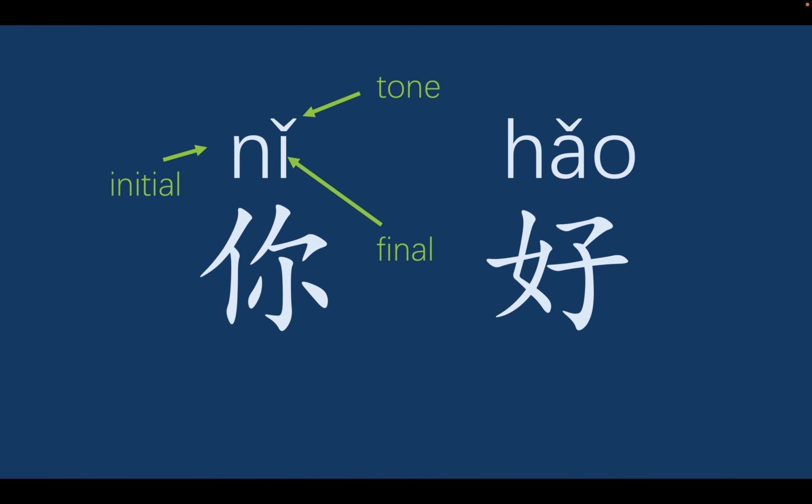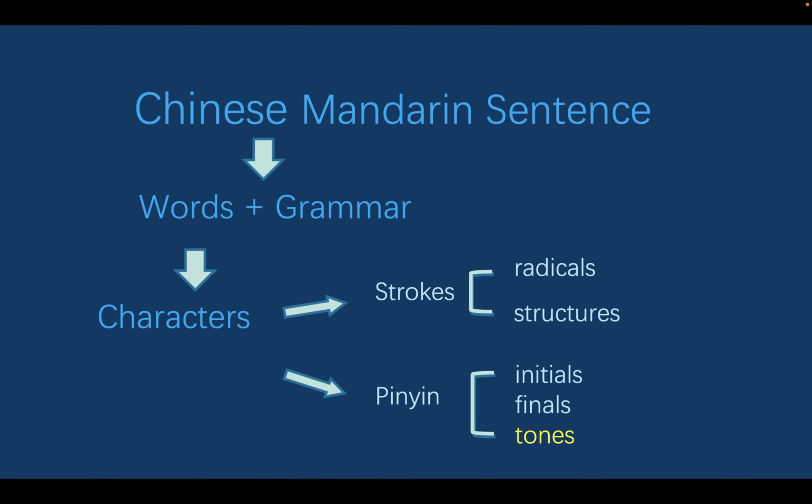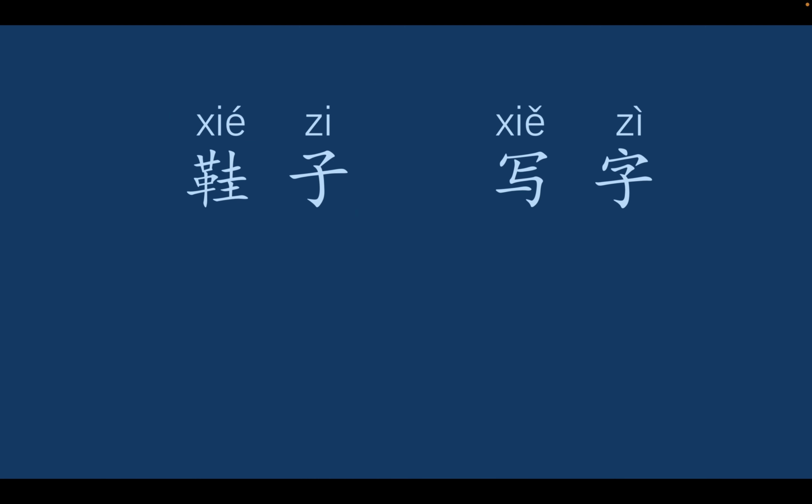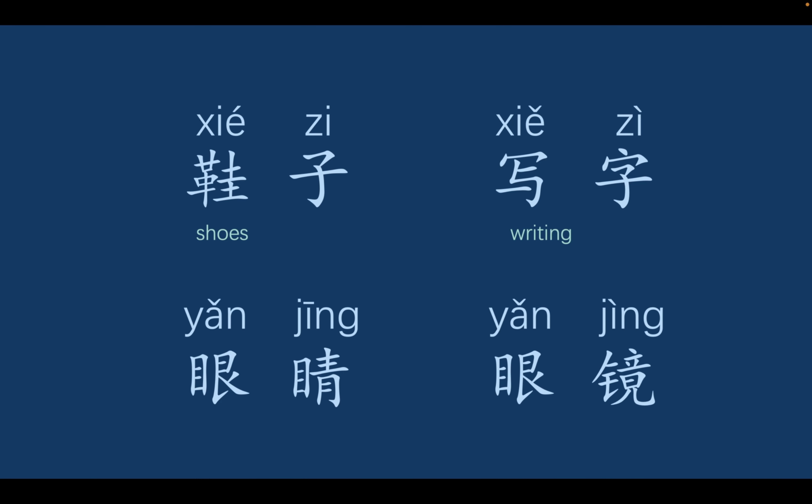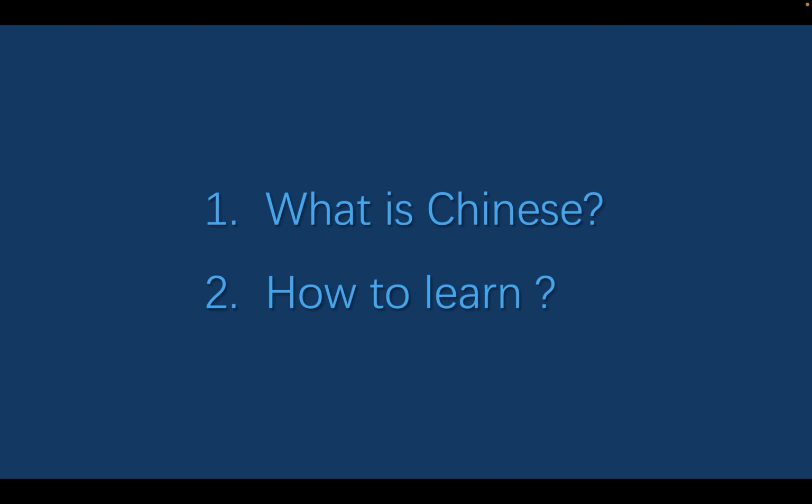Tones are quite important in pinyin. Let's see some examples here. 鞋子 and 写字. The pronunciation of them is quite similar, but you can tell the meanings are hugely different. Another example, 眼睛 and 眼镜. So the only difference between these vocabularies is the tone of the second character. Now we have a clear idea of what Chinese is.